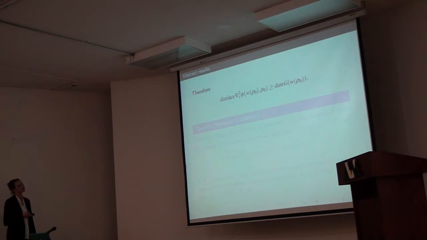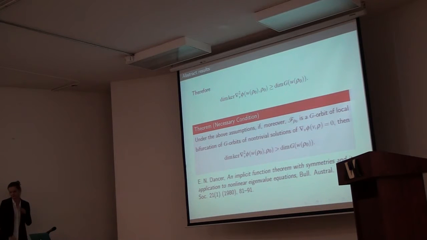Okay, this is the technical part, and this is the first theorem. This theorem is known in the literature. This theorem gives us the necessary condition for the existence of local bifurcation. So it means we can prove that this inequality is always true. This one is just the second derivative of our potential. This is the notation for the second derivative. So we are in a Euclidean space, so we can think about this like a matrix.